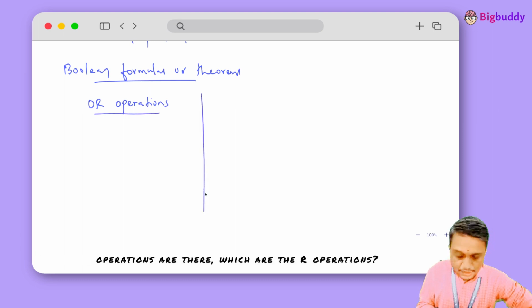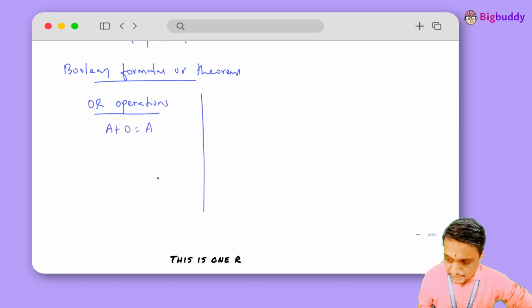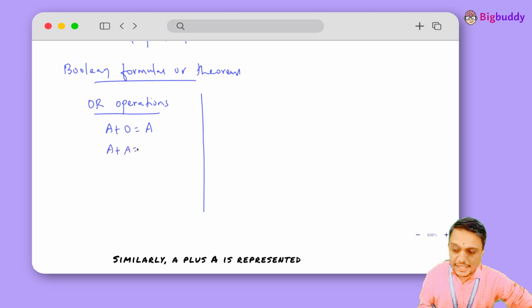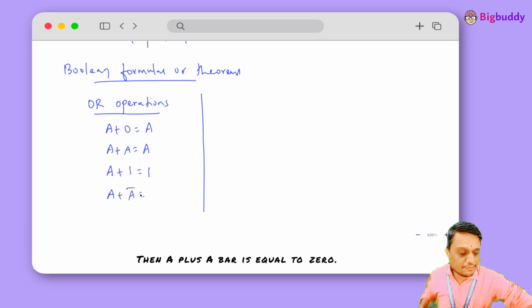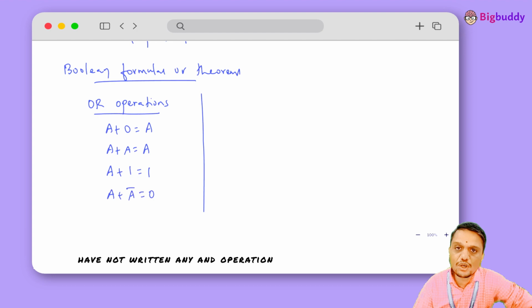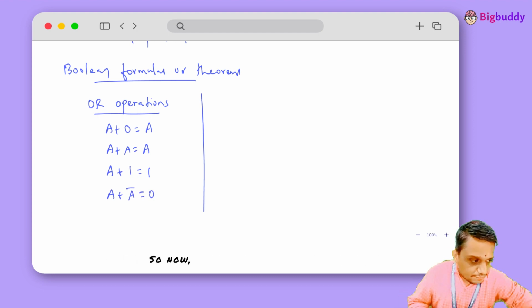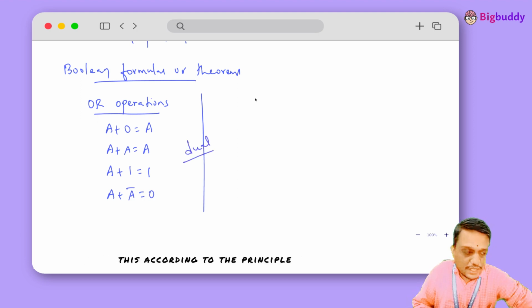Which are the OR operations? A plus 0 is equal to A. This is one OR operation. Similarly, A plus A is represented as A only. Then A plus 1 is 1. Then A plus A bar is equal to 1. Some of the OR operations I have written. I have not written any AND operation because we know the dual of OR is AND and it is always true. So now let us find the dual of this, according to the principle of duality.